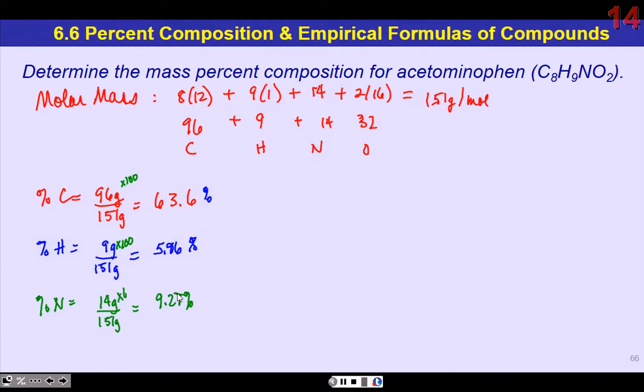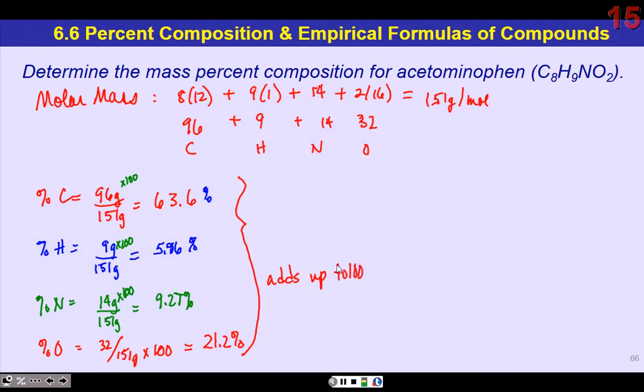Just as a reminder. And then the last one is the oxygen. The percent of oxygen will be 32 grams out of 151 grams, times 100 gives us a percent. The answer to that one turns out to be 21.2%. Now, if you've done these all correctly, they should add up to, and it does, 100%.